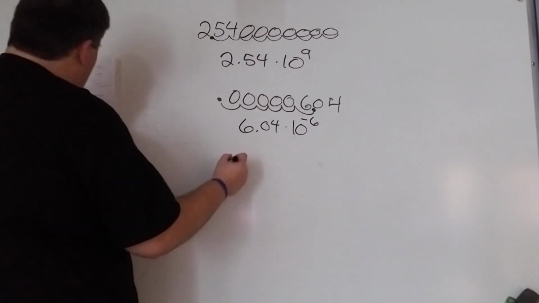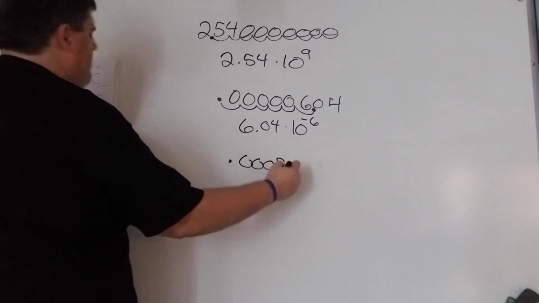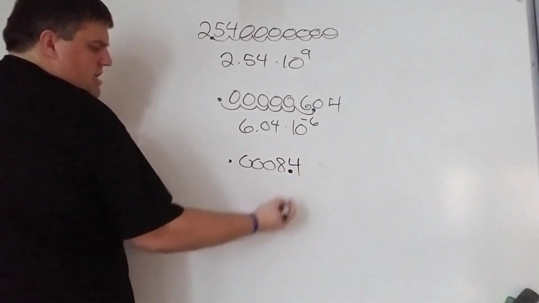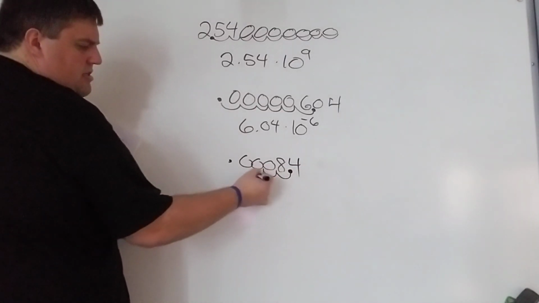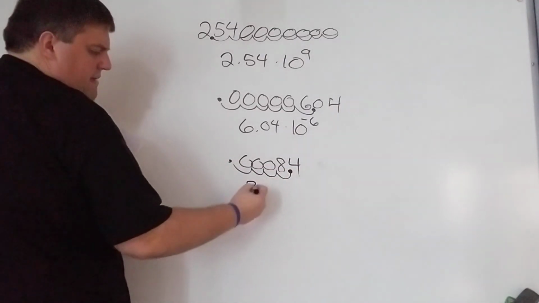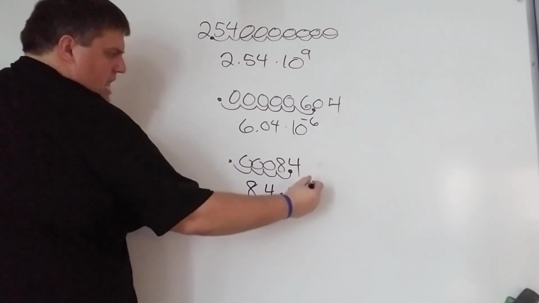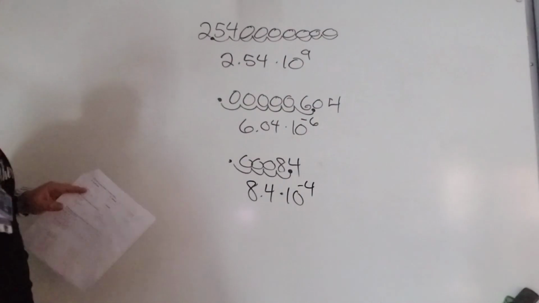Let's say 21.00084. Put my decimal after the first digit that's not 0. Count until my original decimal. We went 4 to the left, so it's going to be 8.4 times 10. We went left, so it's negative 4th. All right.